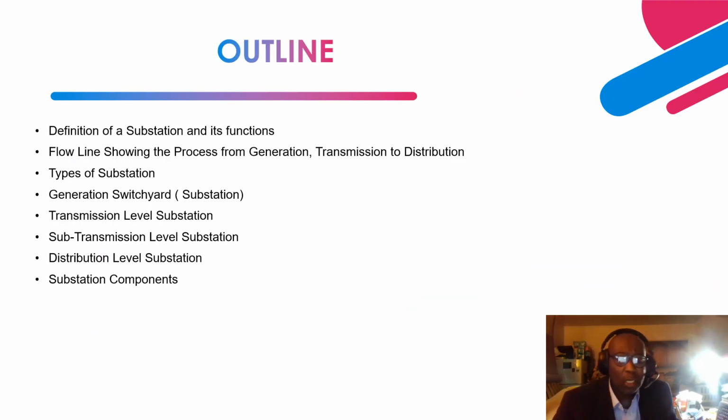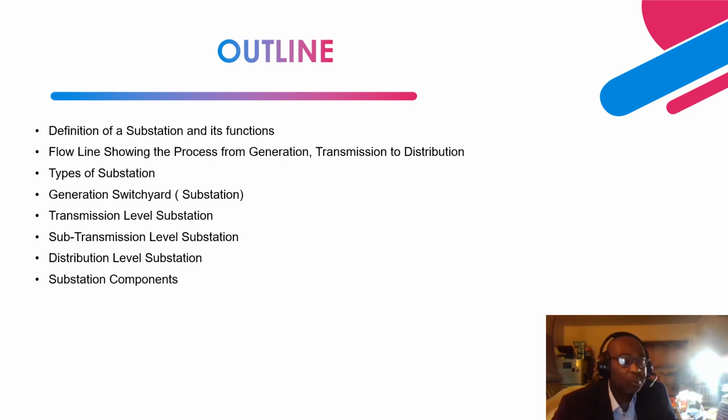Now let's pivot on to the outline of my presentation. The first item is the definition of a substation and its function, basically what delineates what a substation is and the various functions that a substation layout performs. Then we'll look into the flow line that shows all the processes associated from generation, transmission, sub-transmission to distribution to the load end of the consumer.